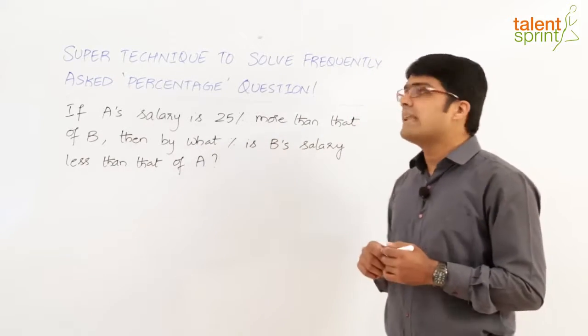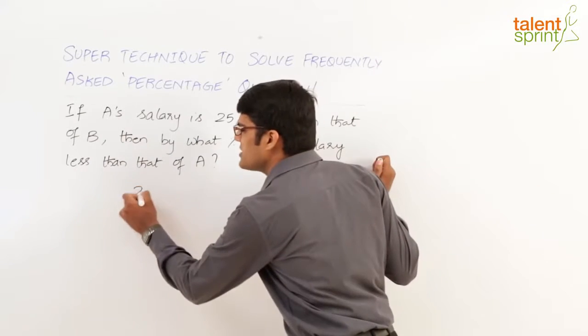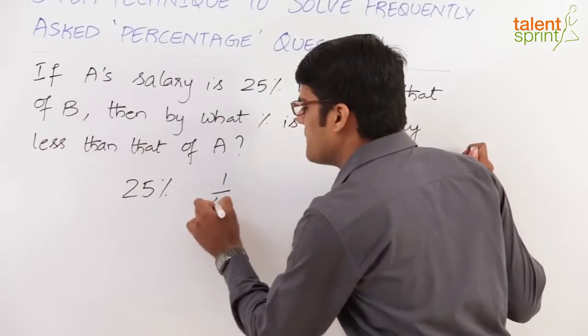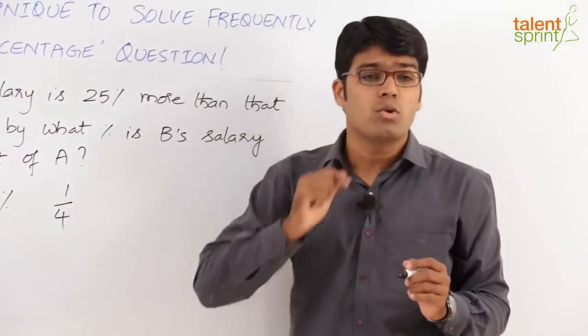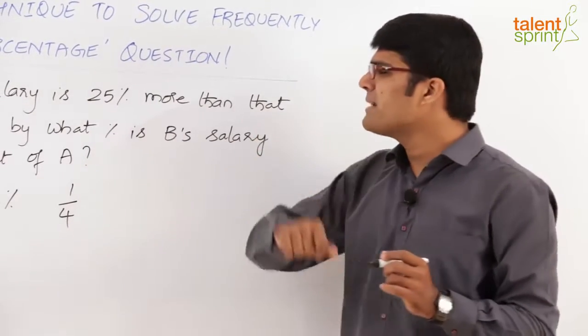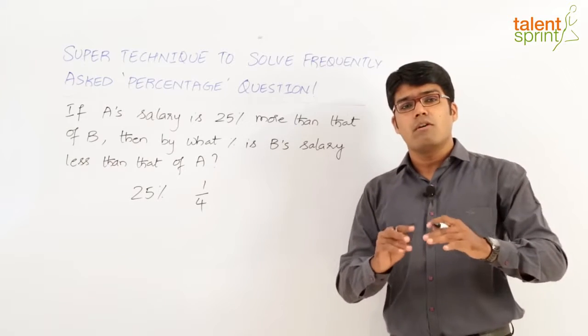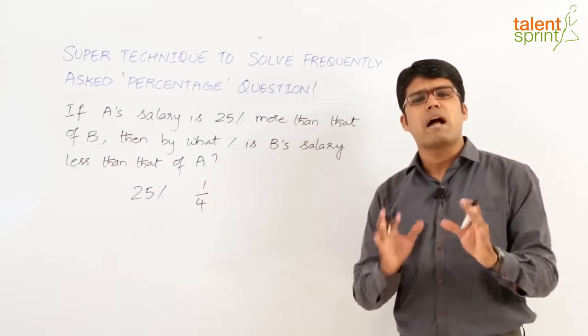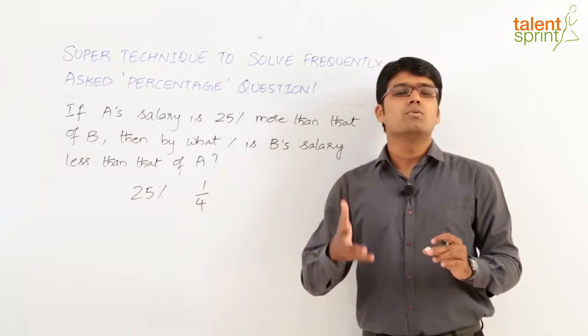See, A's salary is 25% more than that of B. Now what is 25%? 25% is 1 by 4, right? So we can say A's salary is 1/4 more than that of B. By what percent is B's salary less than that of A? Now I am going to explain you a very simple and smart technique that can help you get the answer in just about 2 to 3 seconds.